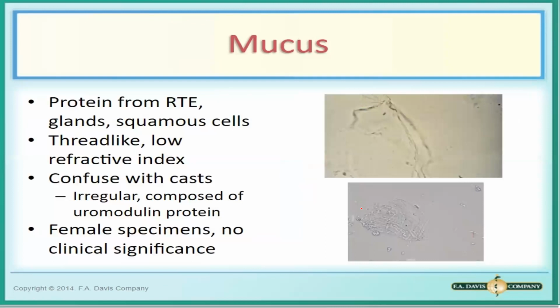Next, lastly, mucus. Mucus comes from the protein from your RTE cell. Okay, so it comes from your Tamm-Horsfall protein. So yun yung dun po galing si mucus. Okay, it is thread-like, low refractive index. On beginners like you, I think medyo mahihirapan kayong ma-identify ano yung mucus since lalo na ang pangit ng mga microscope natin. Okay? Pero that's how it looks like.